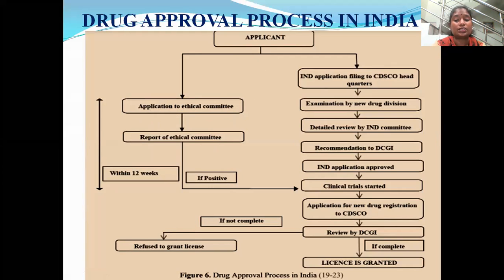Within 12 weeks you have to conduct the clinical trials. As you already know, the clinical trials are phase 1, phase 2 and phase 3. Phase 1 clinical trials are conducted on healthy humans. Phase 2 and phase 3 clinical trials are conducted on patients. After completion of these clinical trials, we have to apply to the CDSCO for the new drug application, the new drug registration.